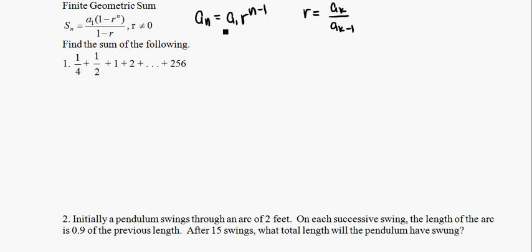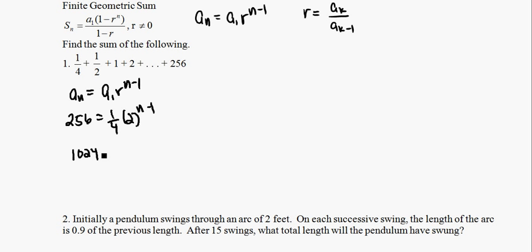So let's use this formula here. So that would be a sub n is equal to... I get 256 equals a quarter, common ratio of 2 to the n minus 1. Multiply by 4 on both sides, I get 1024 equals 2 to the n minus 1. I know that this is 2 to the 10th, so that's 2 to the n minus 1. So therefore I set the exponents equal to each other. I get n minus 1 is equal to 10, n is 11.